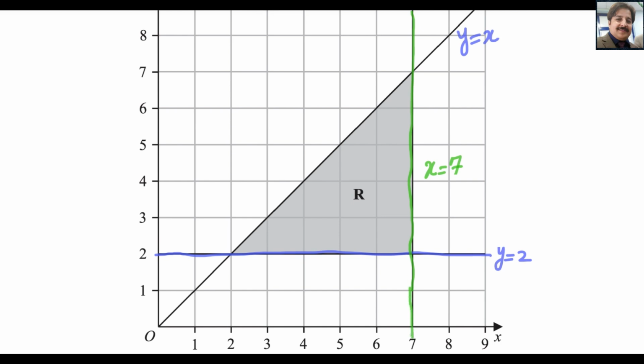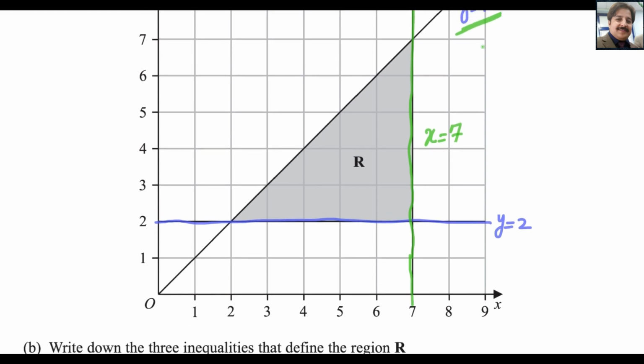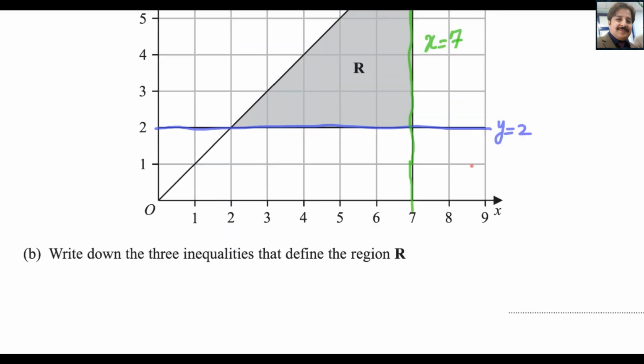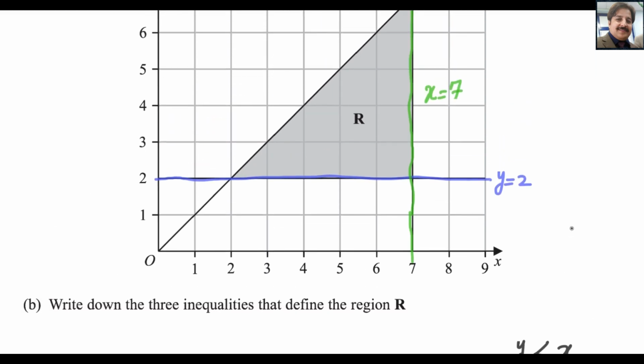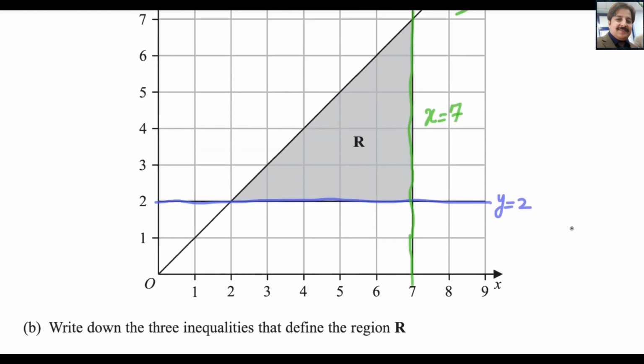Now the rule is very simple. Look here, the shaded region is below this line, therefore you can write the inequality for that case. First inequality for the black line, let me write it here. It will be y is less or equal to x. This is the first inequality. Why is it less or equal? Because the shaded region is below this line.